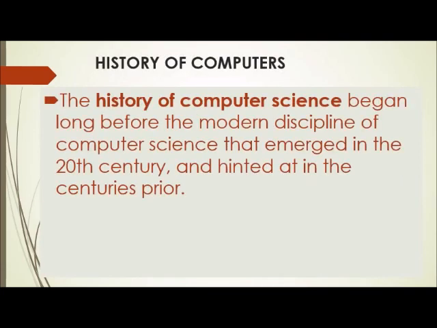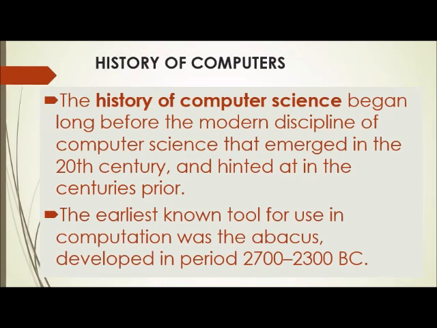History of computer. The history of computer science began long before the modern discipline of computer science that emerged in the 20th century and hinted at the centuries prior to it. The earliest known tool for use in computation was the abacus, which was developed in the period of 2700 to 2300 BC.